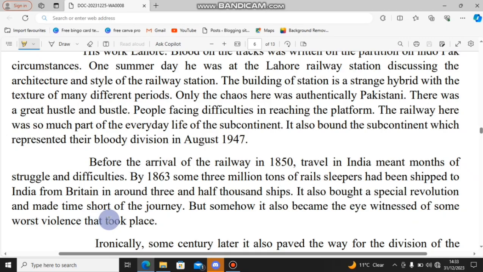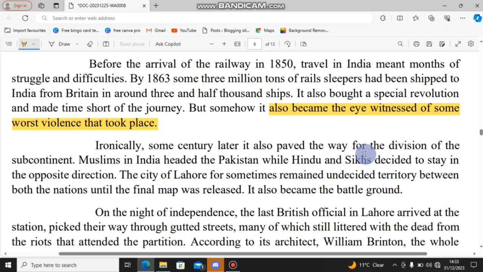Violence. So moving on to the next passage, ironically, some decades later it also paved the way for the division of the subcontinent. Muslims in India headed for Pakistan, while Hindus and Sikhs decided to go in the opposite direction. The city of Lahore, which is the main city of this article, for some time remained undecided territory between both the nations until the final map was released. It also became the battleground. So, students, it can be questioned how Lahore became the battleground.